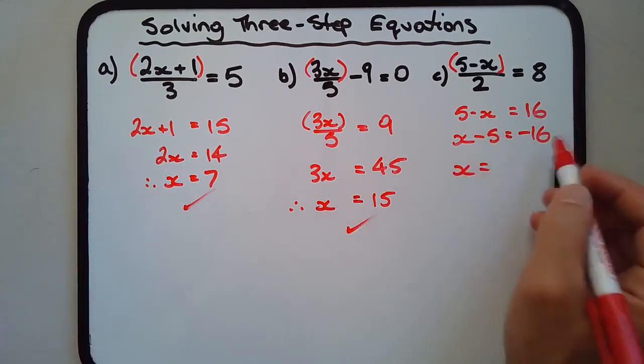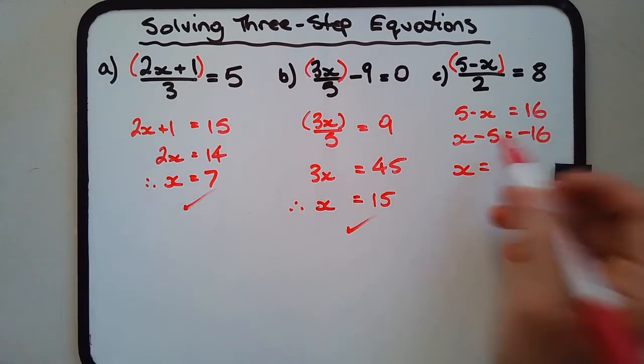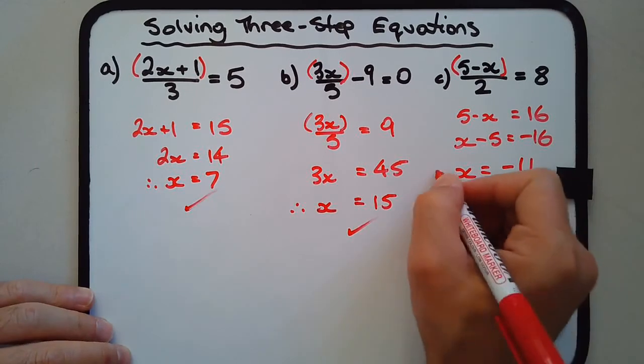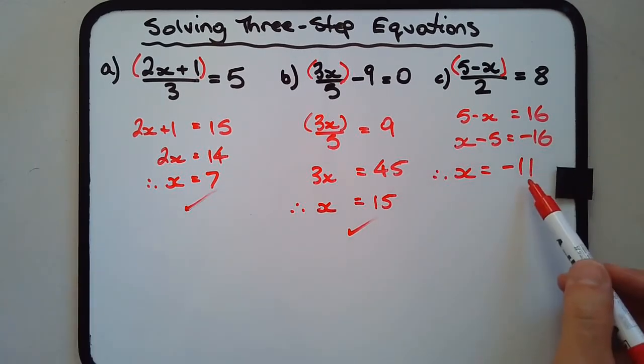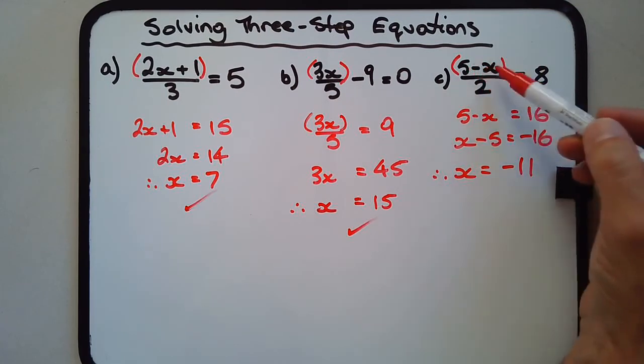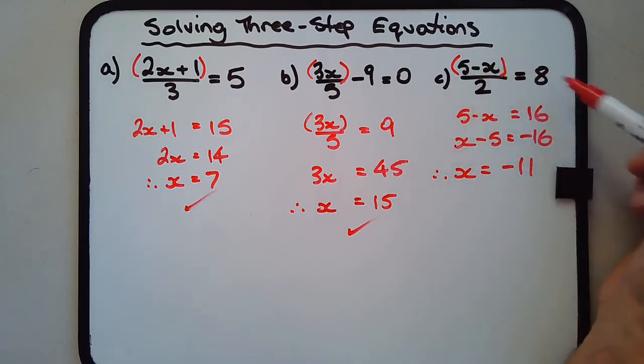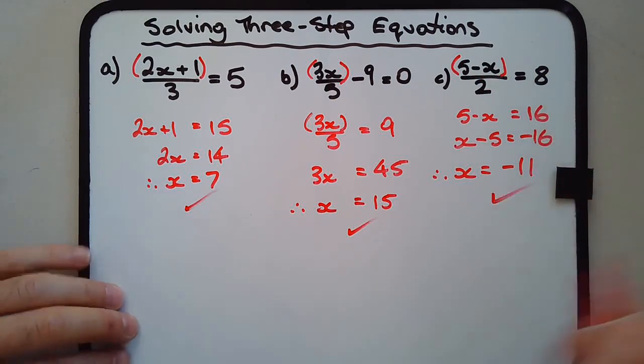So x is equal to negative 16 plus 5 is negative 11. Therefore, x equals negative 11. Let's test it. 5 minus negative 11, minus minus 11 becomes plus. Addition. 5 plus 11 is 16. 16 divided by 2 is 8, which equals the right-hand side. So we are correct there.